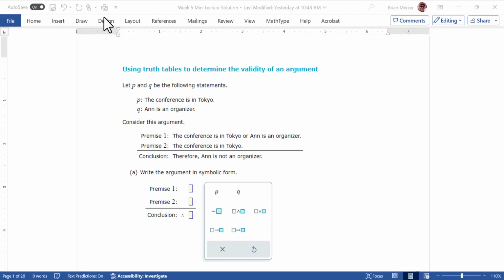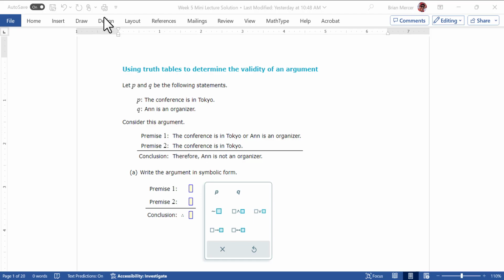So this question, we are asked to look at the topic using truth tables to determine the validity of an argument. So here we've got an argument written out based on these two statements, P, that the conference is in Tokyo, and Q, that Anne is an organizer. And so the argument is written in the form of premise 1, premise 2, and then based on premise 1 and premise 2, we have a conclusion.